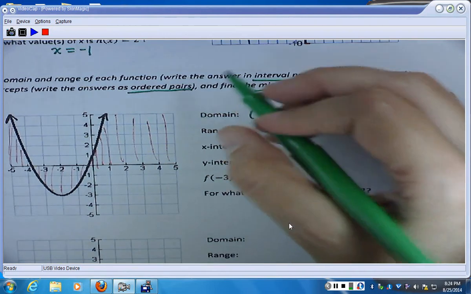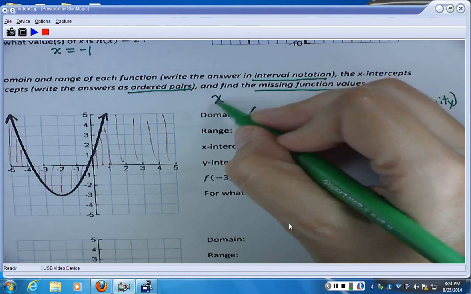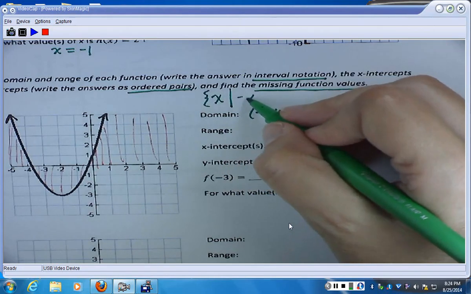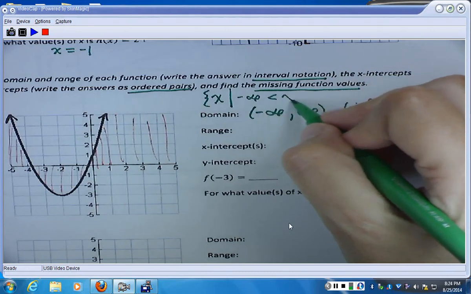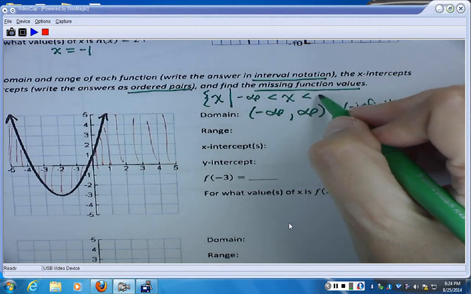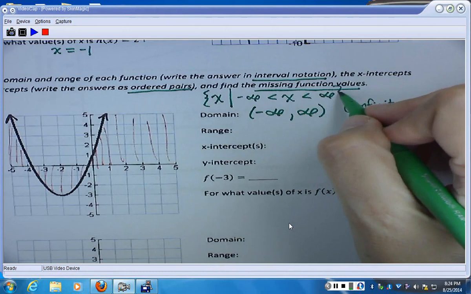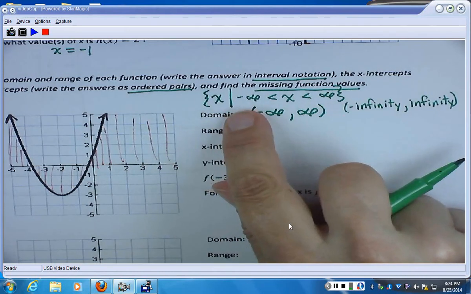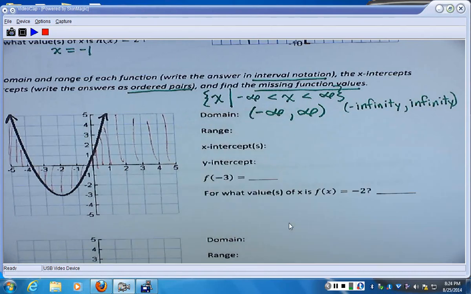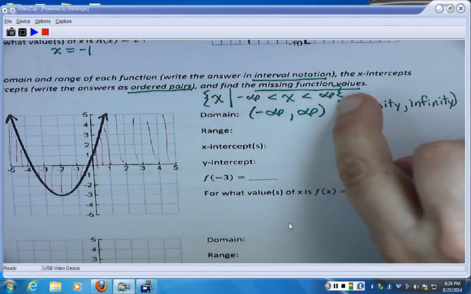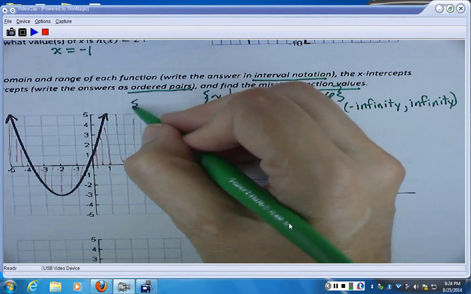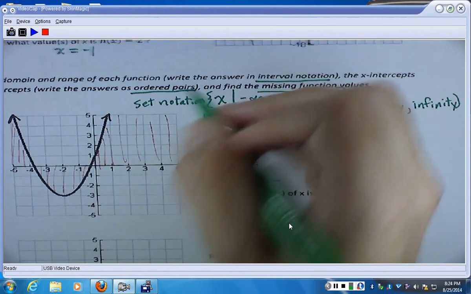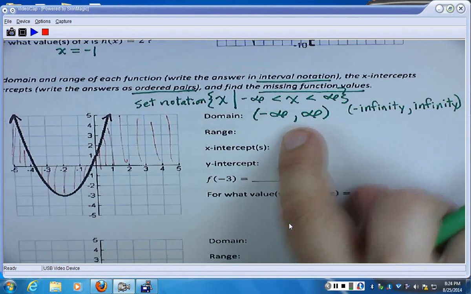What's the one with the less than, greater than? x such that minus infinity is less than x is less than infinity. That's set notation. Okay, so this is the set symbol. This is set notation. Good. This is interval notation. Okay?